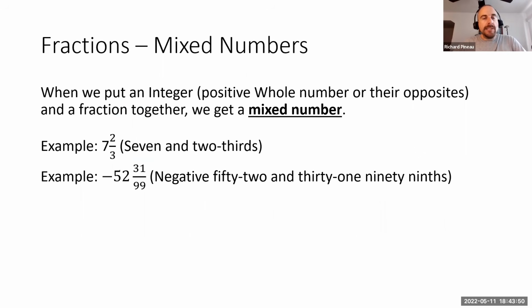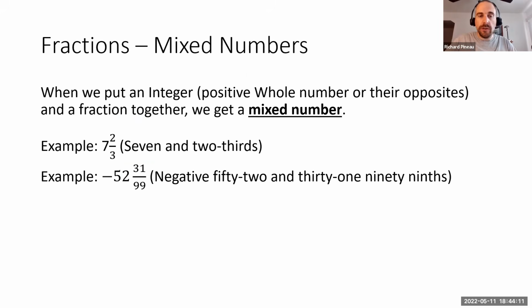The next piece to this is something called a mixed number. What is a mixed number? Well, it's where we put an integer and a fraction together. An integer is a positive whole number or its opposite. So something like 8 would be an integer, -8 is an integer, 115, -3007, those are all integers.